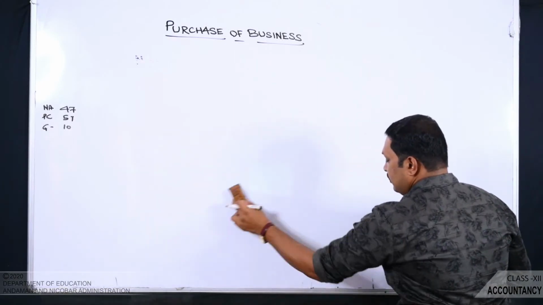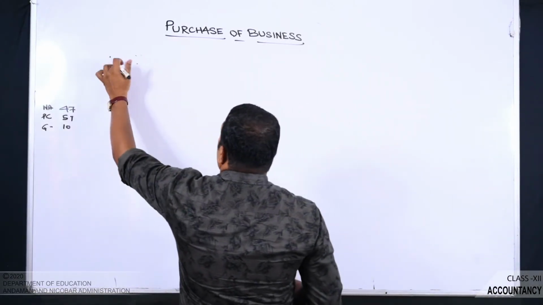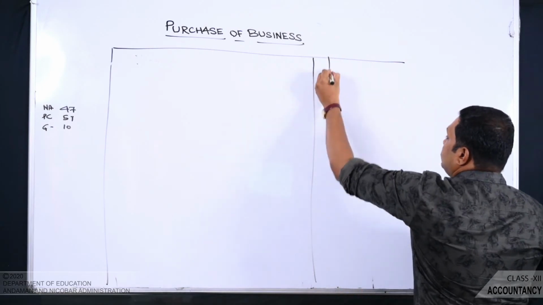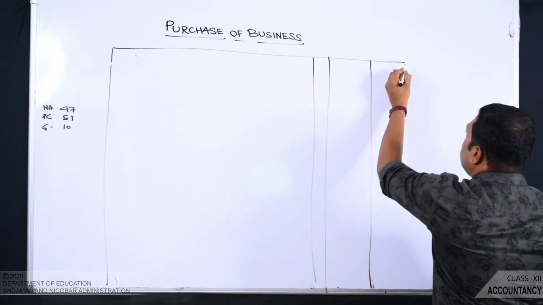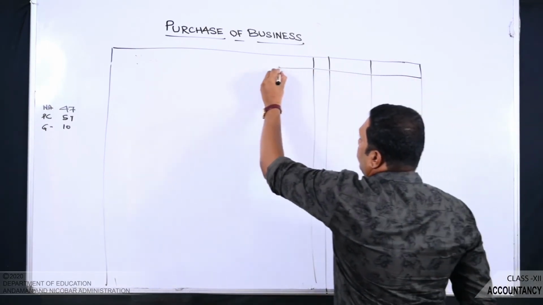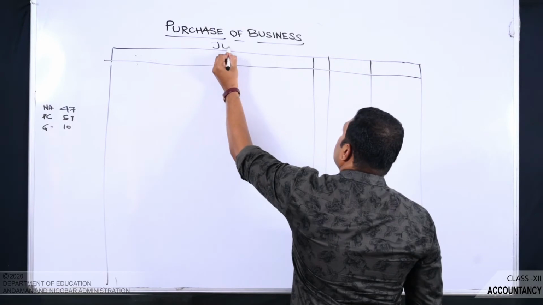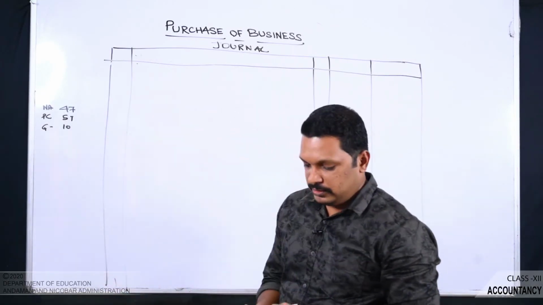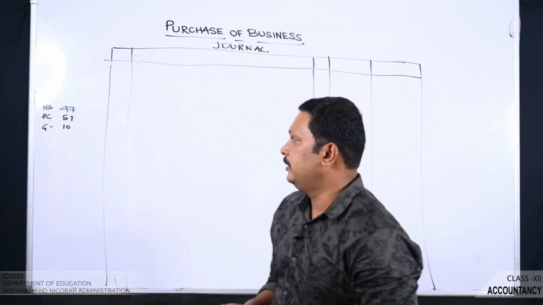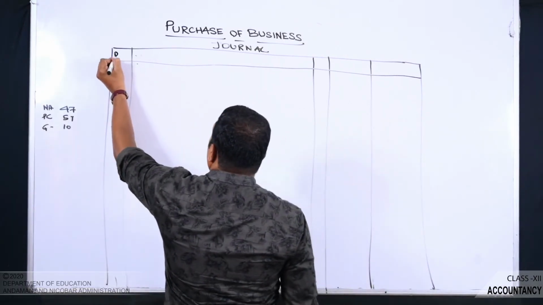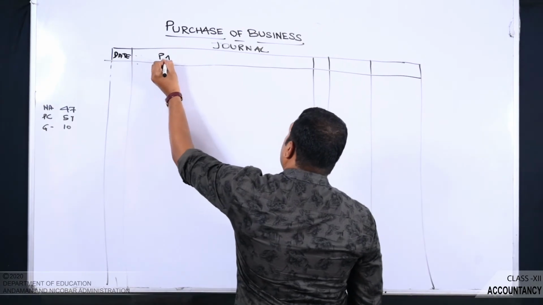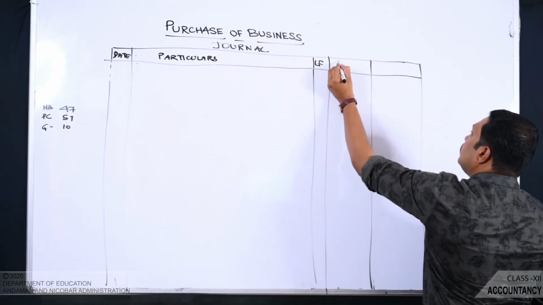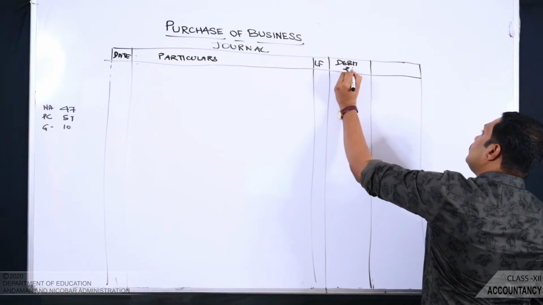So what is journal entries? Just as we solved before, the same way we have to record. Date, particulars, ledger folio, debit amount, credit amount. If the date column is not given, you may proceed without the date column, right?